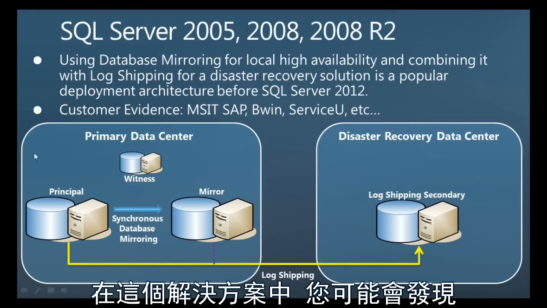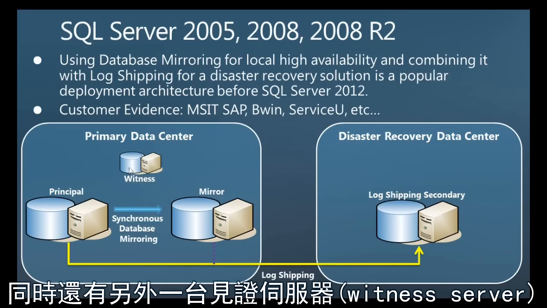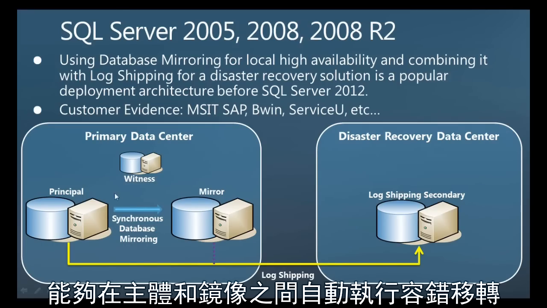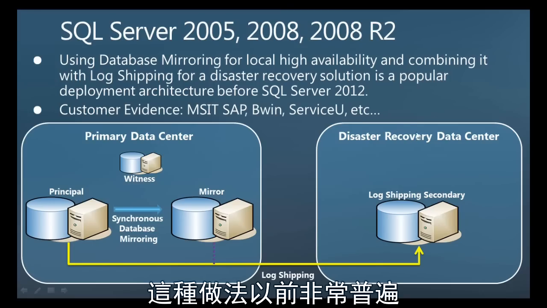So in this solution, you can see that you have the primary data center with your principal and a mirror. You have another witness server, which can allow you to have automatic failover between your principal and the mirror. The log shipping is going to your DR side. It will be delayed applied to your DR side secondaries. It's a very common solution before.